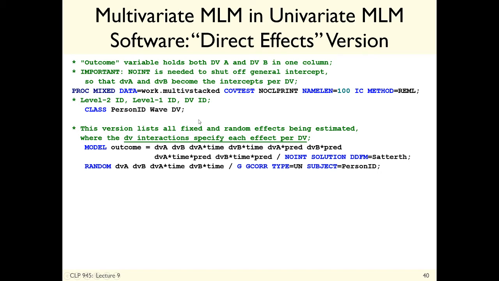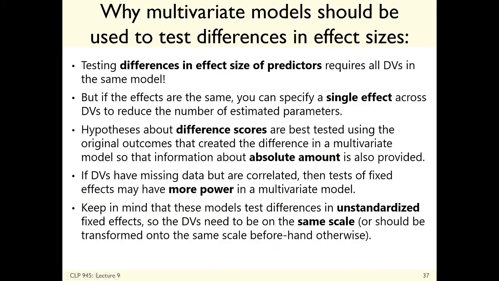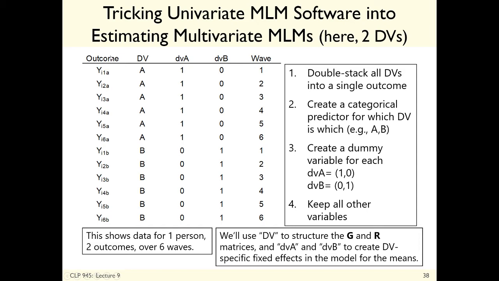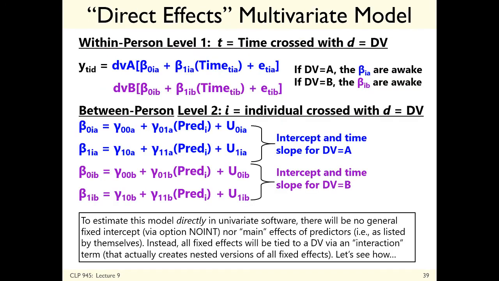So this is what it would look like in SAS. This way is more typing, but I think it makes it easier to understand what's happening. So we're using the double-stacked data set, where on the class line here I have 3 ID variables: person, wave, and which outcome it is. In the model, outcome is the outcome variable here. That is this single column that has all the outcomes in it. So we're lumping all the A and B outcomes together.